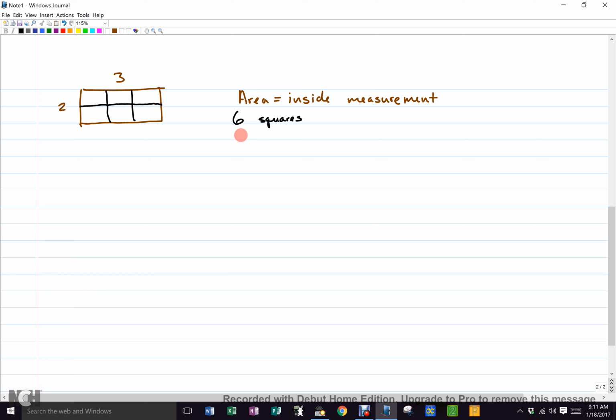So how do we write that? 6 centimeters squared. That is my area. How do I find it? L times W. Okay?